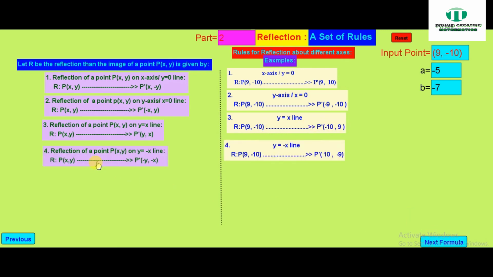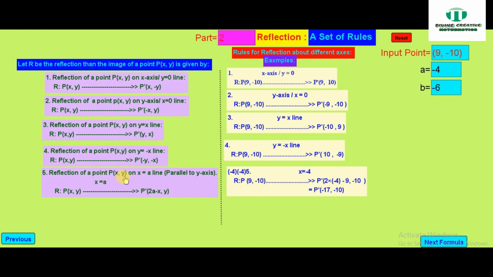Number 4, reflection of a point P(x, y) on y equals minus x, and the formula is P(x, y) tends to P prime (minus y, minus x). The example is that the image of P (9, minus 10) is interchanged and then multiplied by minus. Minus 10 and 9 are interchanged and then the coordinates are multiplied by minus. So it becomes (10, minus 9).